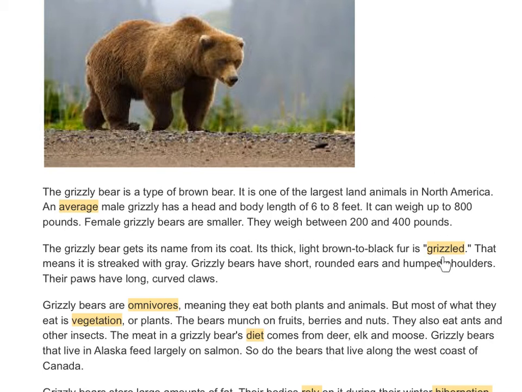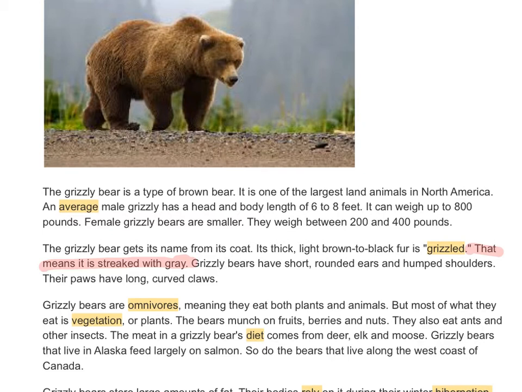So let's go ahead and determine the meaning of the word grizzled. To determine the meaning of this word, I'm going to look around the word. I'm noticing it says, its thick, light brown to black fur is grizzled. That means, I'm thinking about what our notes tell us, and I'm thinking there was a certain type of context clue that the author might provide, the definition of the word we're trying to figure out. That means it is streaked with gray. So I'm noticing that the word grizzled means it is streaked with gray.